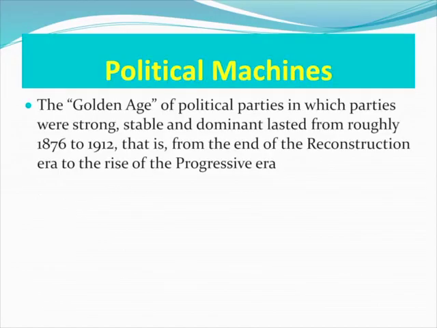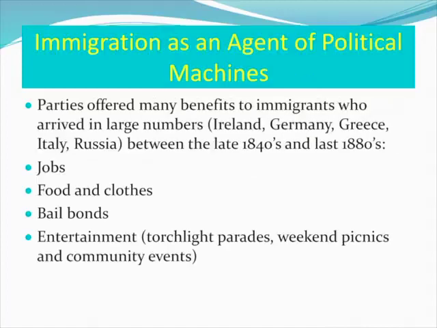So that was the golden age, and it lasted from roughly 1876 to about 1912, that is to say after the so-called Reconstruction era, and until the rise of the Progressive era. Now, exactly what were the party machines doing for citizens? Between the 1840s and 1880s, there was a lot of immigration into the United States from countries like Ireland, Germany, Greece, Italy, and Russia. And a lot of immigrants came in, didn't speak English or didn't speak English well enough.